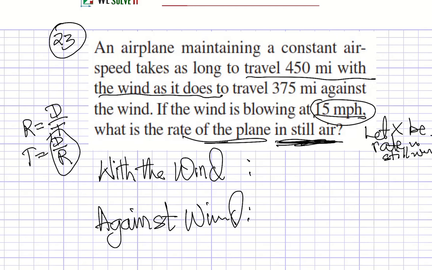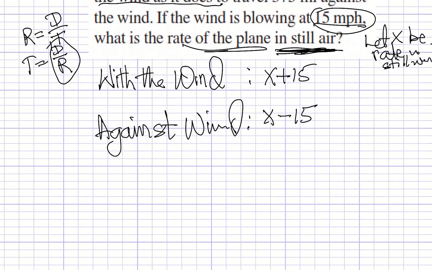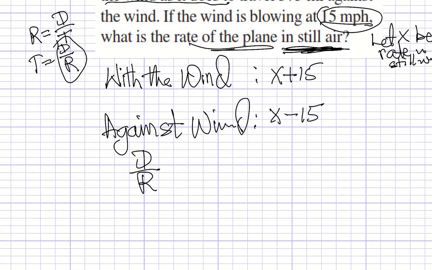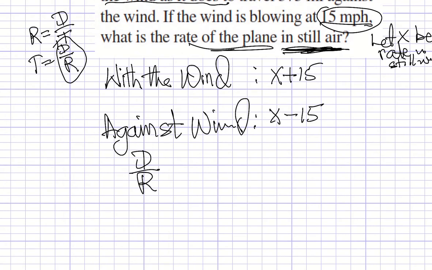That's what we're looking for. So with the wind it means plus x plus 15, and against the wind x minus 15, okay? And then when you use this formula, d over r is the same thing for both of them, because that's time. So that's this formula here. All right, so that's time.